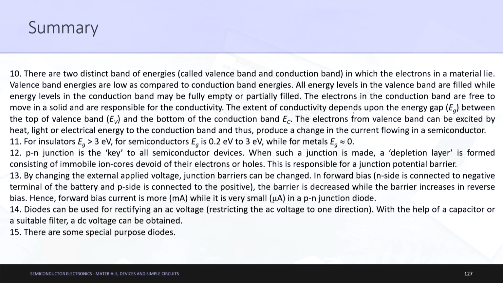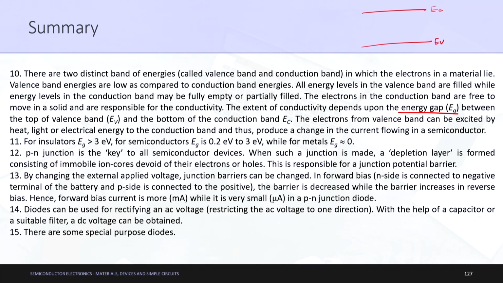The extent of conductivity depends upon the energy gap, and that is how we can say that a material is a conductor, insulator or semiconductor. The energy gap is between the top of the valence band EV and the bottom of the conduction band EC. So, here it is EC and this is your EV.